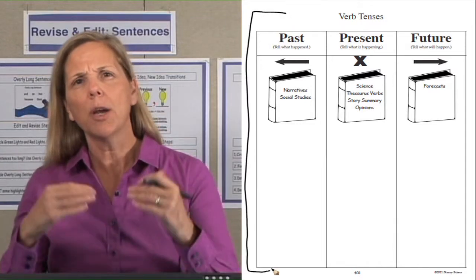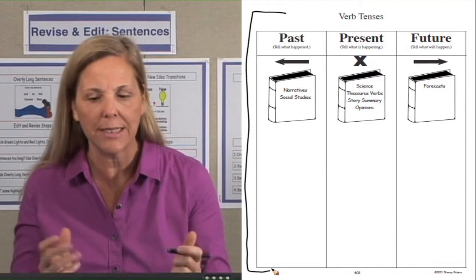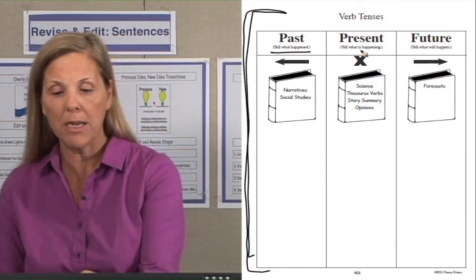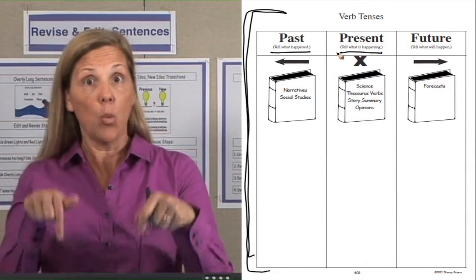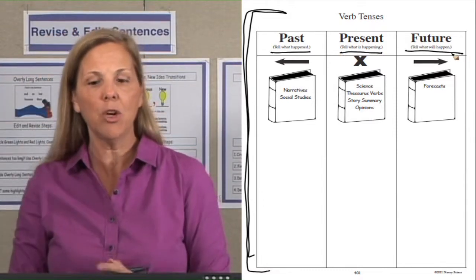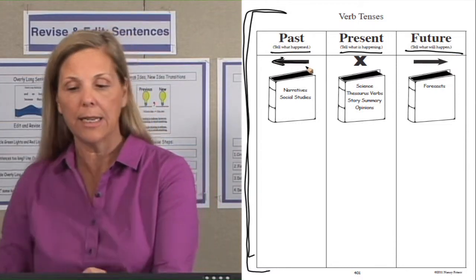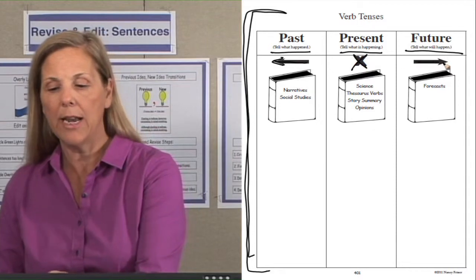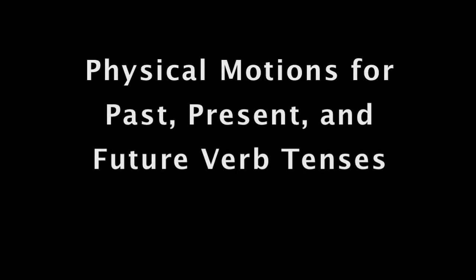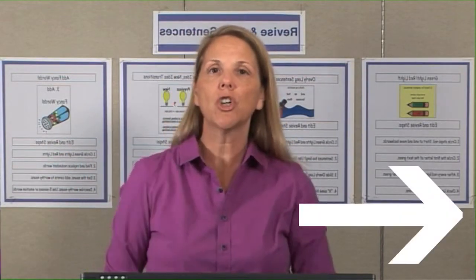I'm going to start by showing children that verb tenses have a purpose. First of all, we're looking at our past tense, things that have already happened, present tense, what is happening right now, and future tense, what will happen in the future. So we have an arrow that points for past, an X for present, and an arrow going to the future for future tense. Past tense, present tense, future tense.